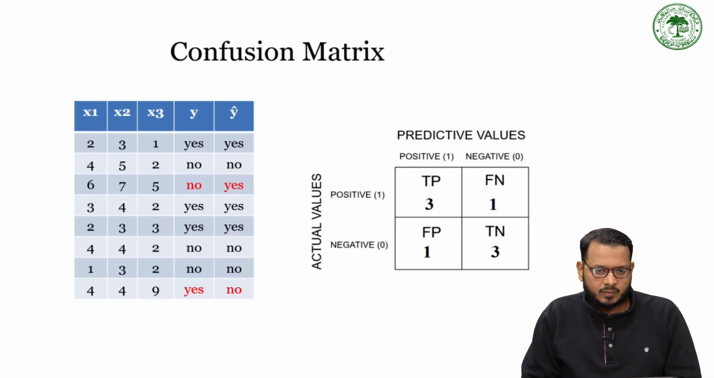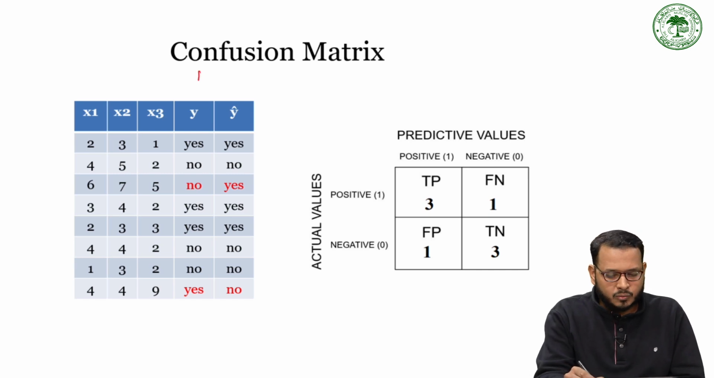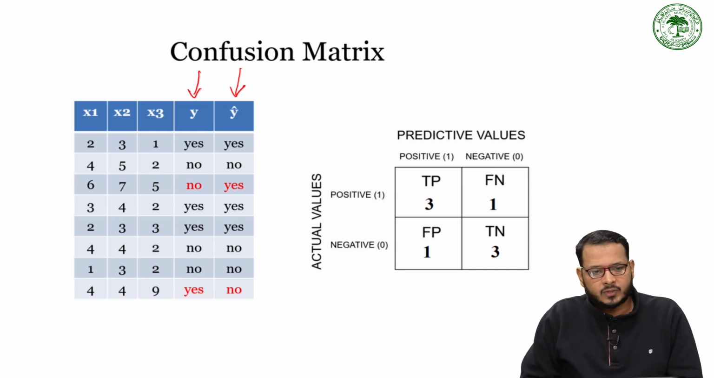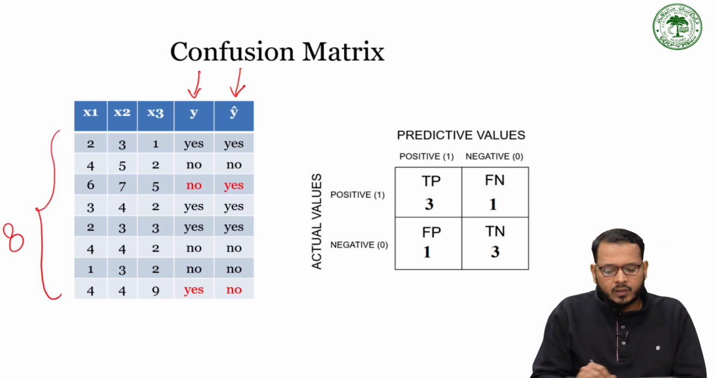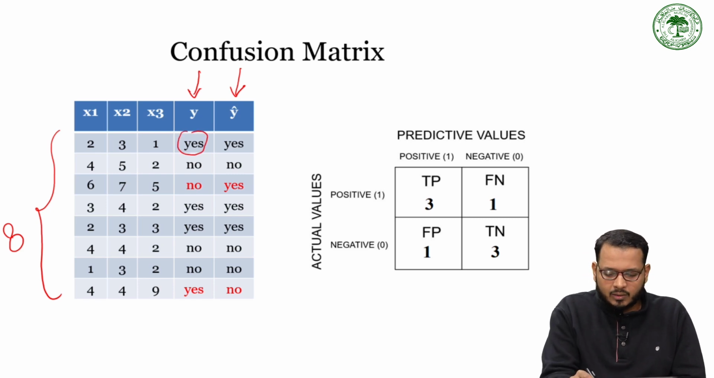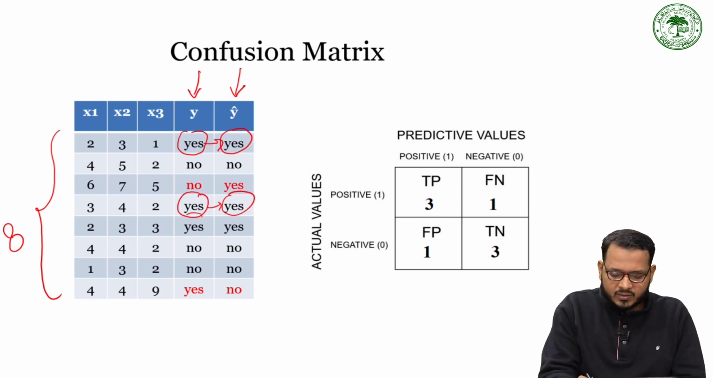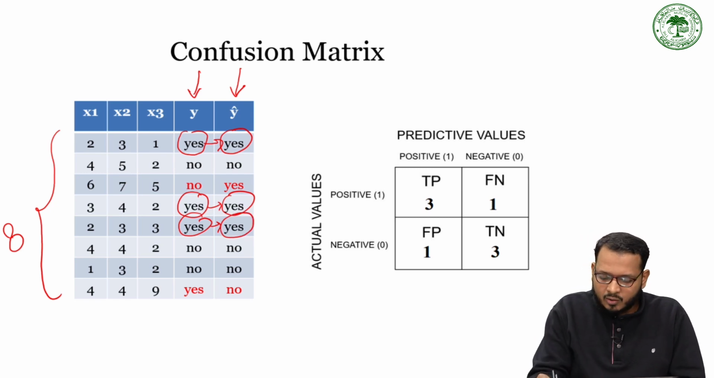Let's say this is our data set, which we have seen earlier also. This is the actual y value and this is the predicted y values. Out of a total of 8 examples, in 3 cases the actual value was yes and the algorithm also predicted yes. This is the first case, this is the second case and this is the third such case. So there are 3 instances of true positive.